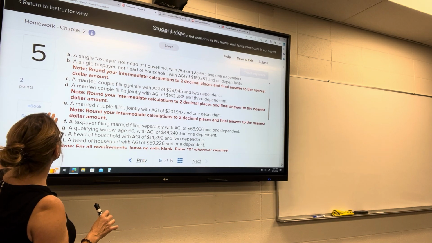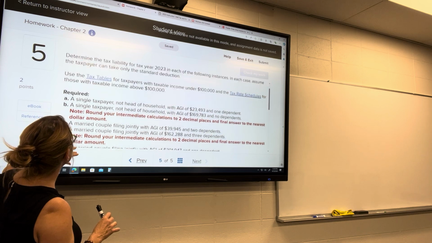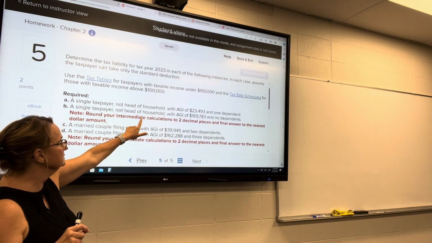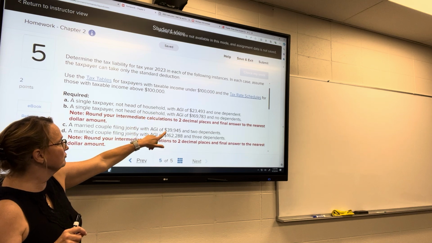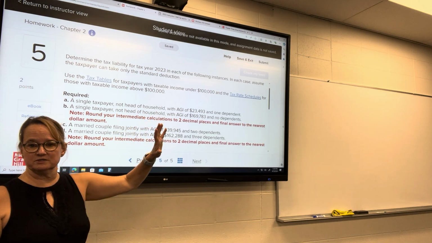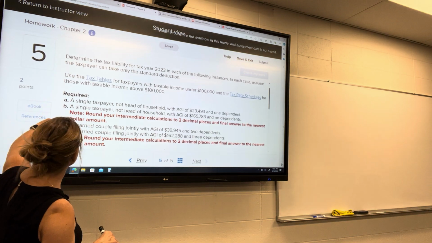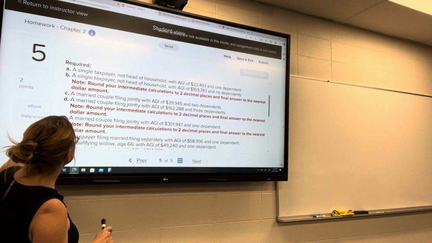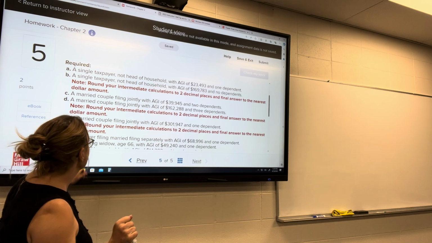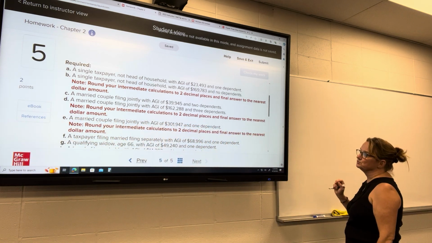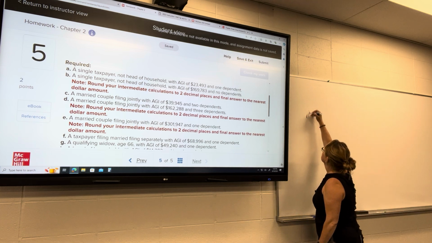I'm not quite sure what the situation is here, where we've got a single taxpayer, but they're not head of household and have 1 dependent. Could be a very specific situation where that is the case that I can't think of off the top of my head, but let's do E. We got a married couple filing jointly. AGI is 301,947.